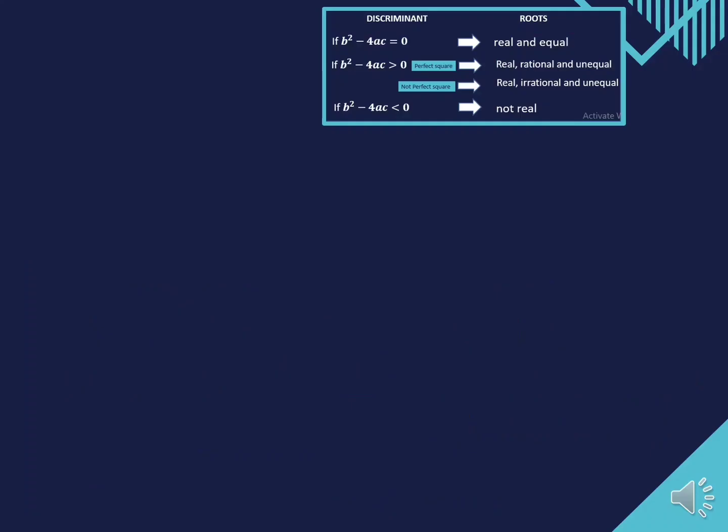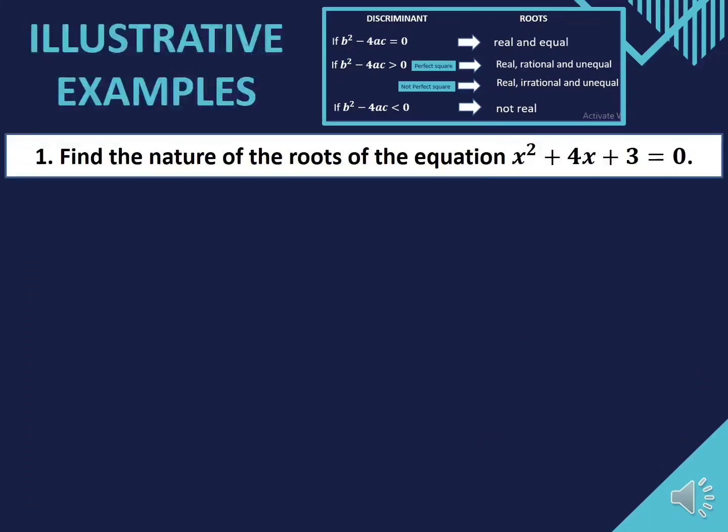Let us now apply what we have learned about the discriminant and the nature of the roots. Now, in this illustrative example, let us have this. Find the nature of the roots of the equation x squared plus 4x plus 3 is equal to 0. First, to find the nature of the roots of this equation, we must find the discriminant. The discriminant is equal to b squared minus 4ac.